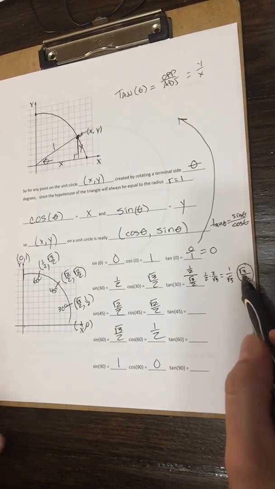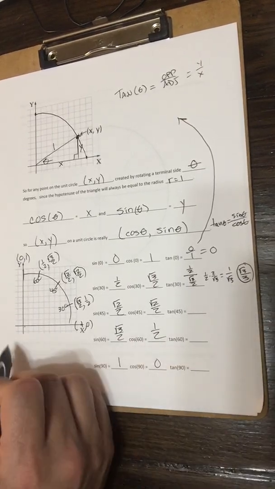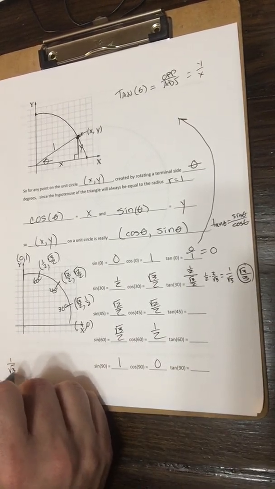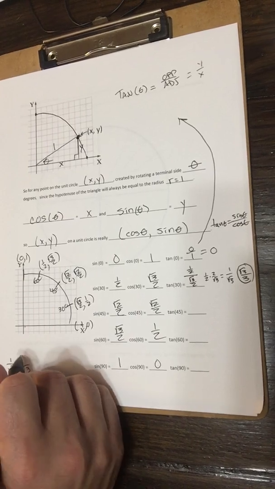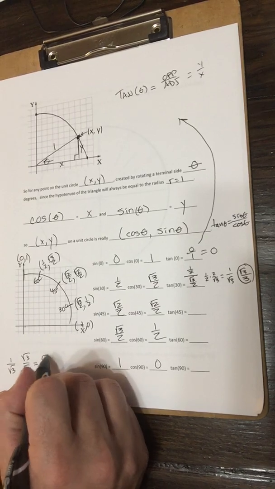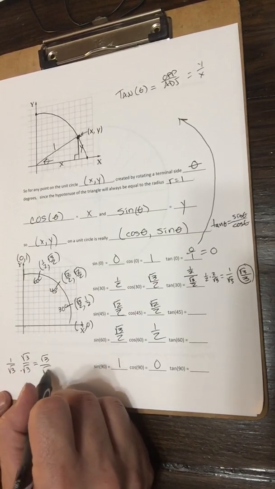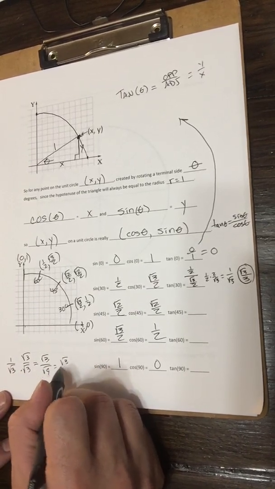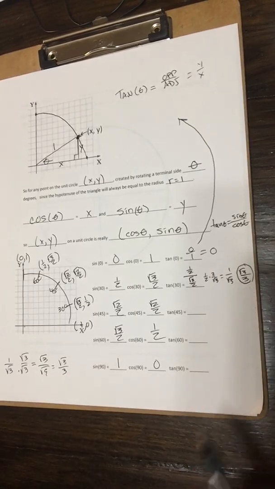Now, if you don't like that, I'm going to simplify that down here. Okay, watch. 1 over the square root of 3. You multiply the top and bottom by the square root of 3. That's a trick you learned in algebra. And so on the top you get the square root of 3, and on the bottom you get the square root of 9, which is 3. Square root of 3 over 3.